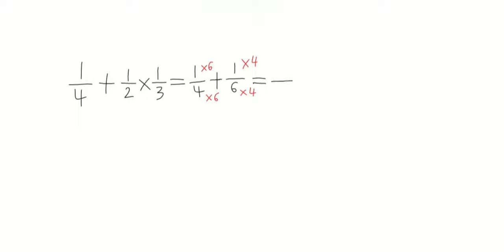Finally, if we want to calculate 1 over 4 plus 1 over 2 times 1 over 3, first, using the order of operations, we complete the multiplication first, which will then give 1 over 4 plus 1 over 6, which in this case, we multiply 1 over 4 by 6 and 1 over 6 by 4, which will then give 6 over 24 plus 4 over 24, which equals 10 over 24, which simplifies to 5 over 12.